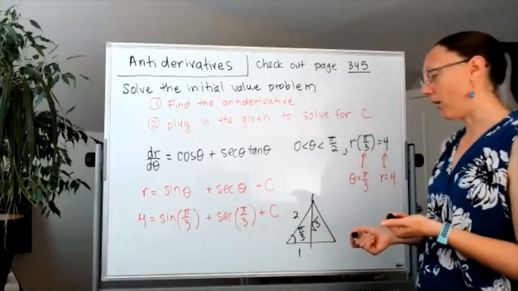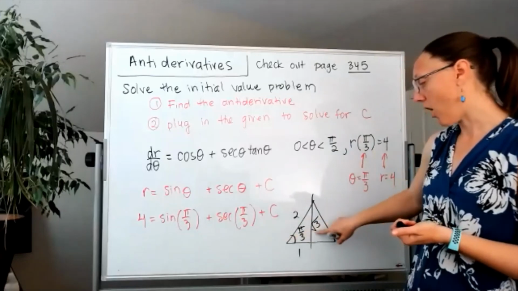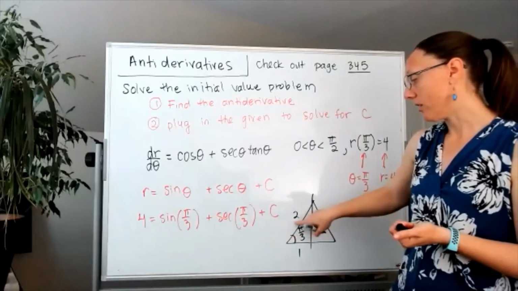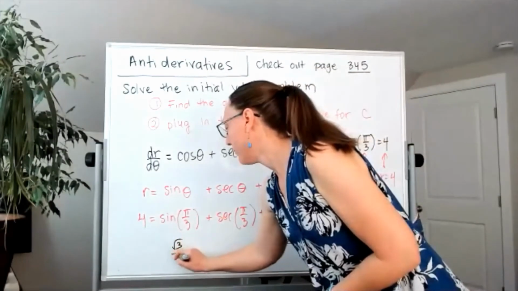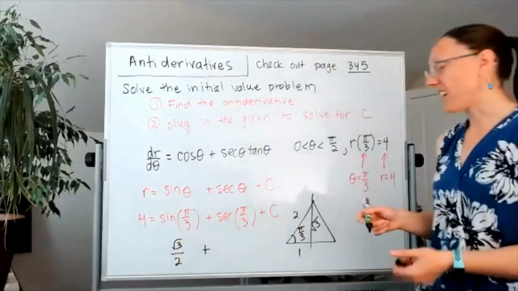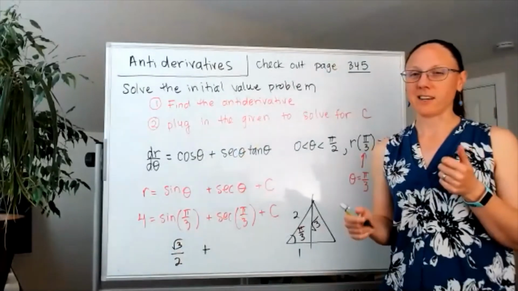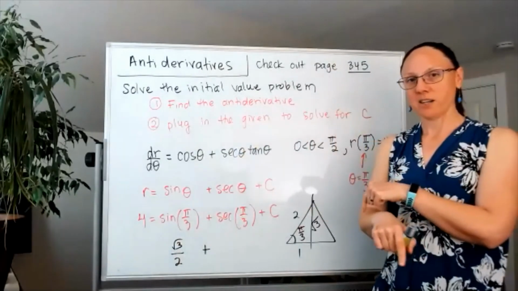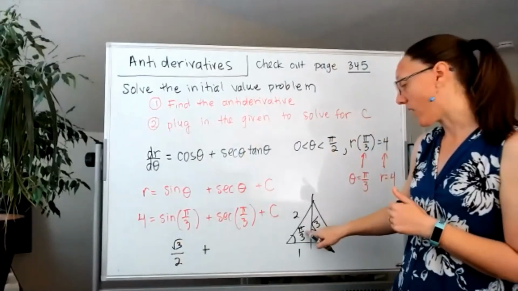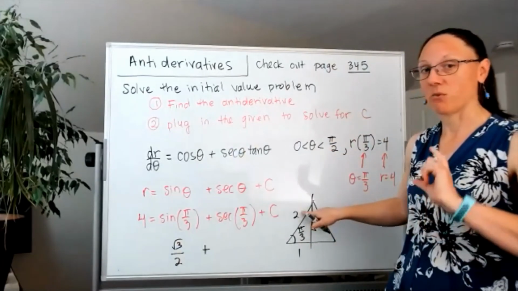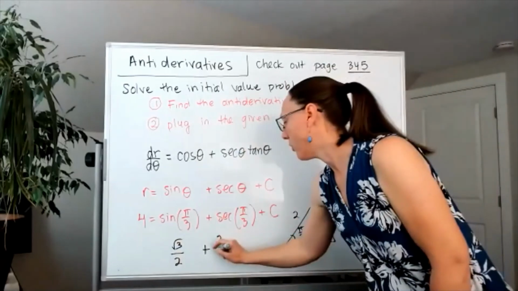So sine of pi over 3, I'm looking at the opposite side over the hypotenuse. So I'll be at square root of 3 over 2. And secant, my brain doesn't work very well in secant, but I know it's 1 over cosine. So if I find cosine, I'll just flip it. So for this triangle, cosine would be 1/2. So if I flip that, that would be 2 over 1.